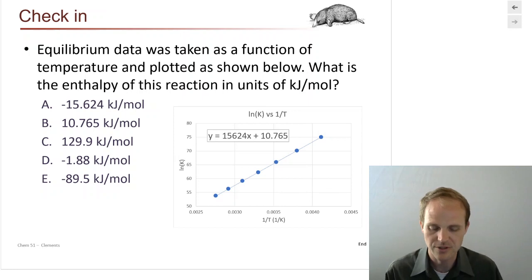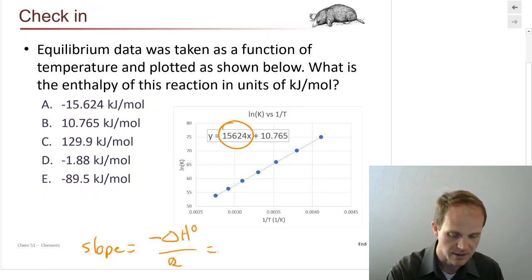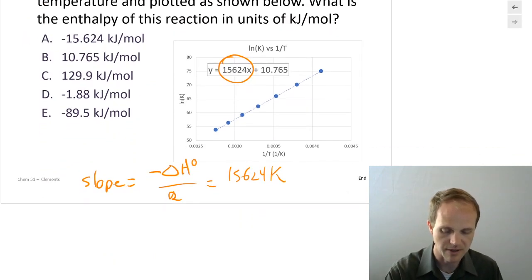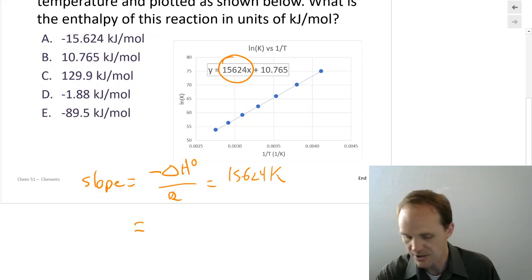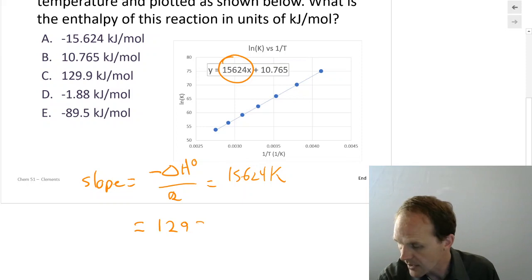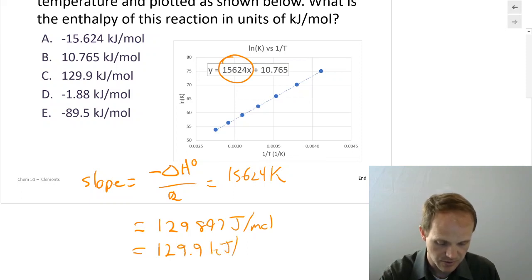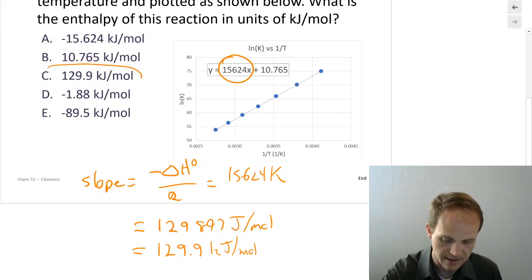All right, what'd you do? You're like, hey, look, folks, we know that the slope is minus delta H naught over R, and that's going to be positive 15,624 Kelvin. We'll multiply by R. You get that delta H is 129,897 joules per mole, which is 129.9 kilojoules per mole. And that is that one.